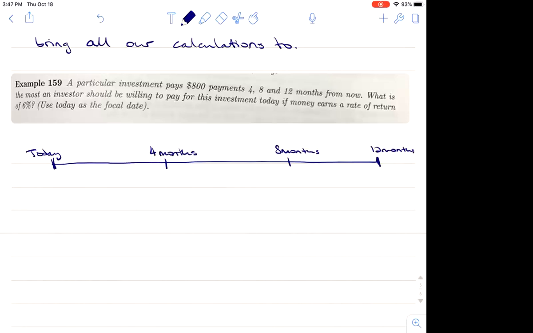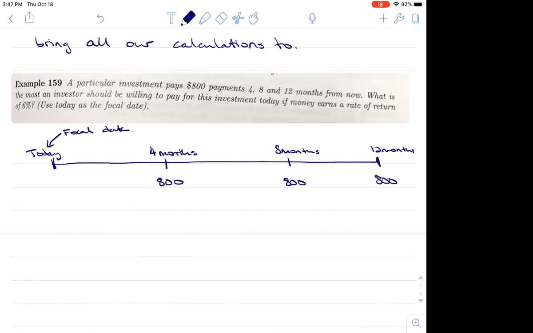So they don't necessarily have to be dates. Often they'll just be in reference to today, usually. So we're told, okay, with this investment, I'm going to get $800 here, here, and here. And we want to know how much this is worth today. So it says use today as the focal date. So I'm just going to say, okay, focal date.